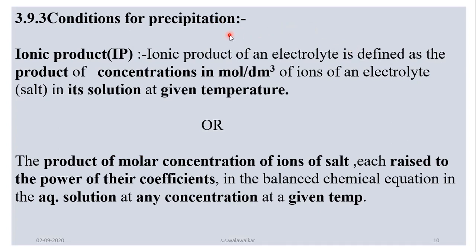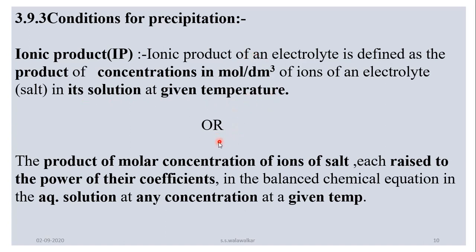Now, conditions for precipitation of the compound. Before going to study the condition of precipitation, you must know what is meant by ionic product. Ionic product is the same as the solubility product, but ionic product is a product of concentration of ions at any concentration in solution. Ionic product of an electrolyte is defined as the product of concentration in moles per decimeter cube of ions of an electrolyte, that is salt, in its solution at a given temperature.